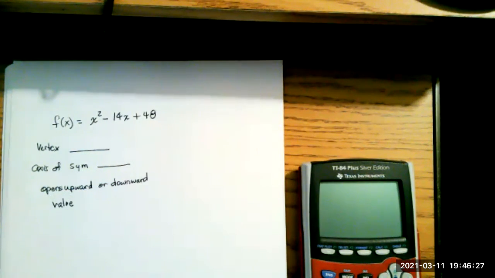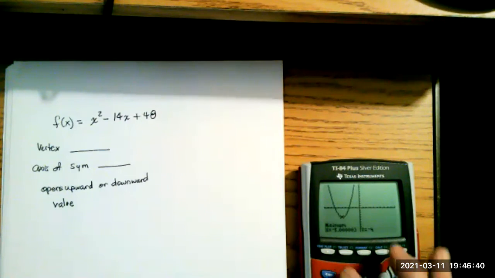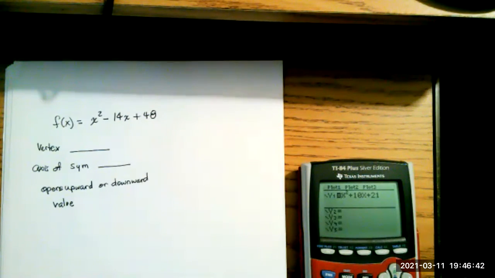So what I would do is grab our calculator, because they don't have the picture of it. What if you have to graph it? Yes, it does say you have to graph it. So y equals, clear out that one, and I'm going to put in x squared minus 14x plus 48. I'm going to graph it.